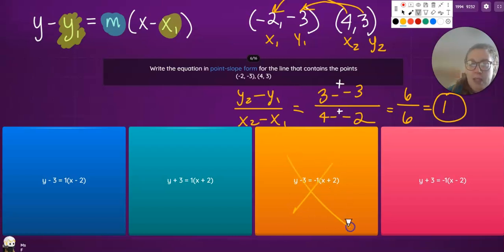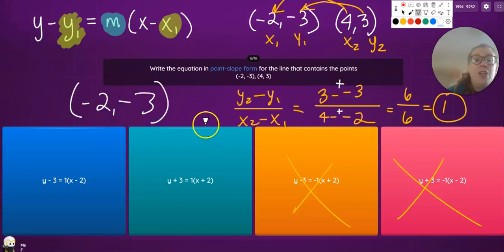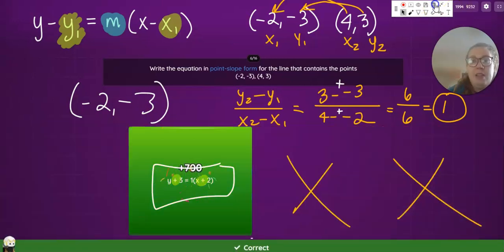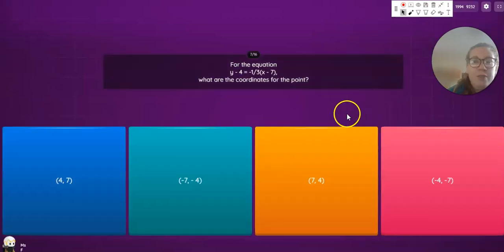So we know it cannot be C and it cannot be D. Because our x1, y1 is negative 2, negative 3, they're both negative. So in our formula, we should see 2 positives because it's always the opposite. So that means B is going to be our answer here. Go ahead and select B, and I'll clear the board.